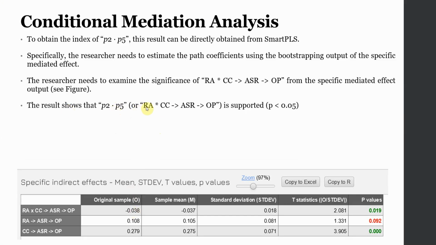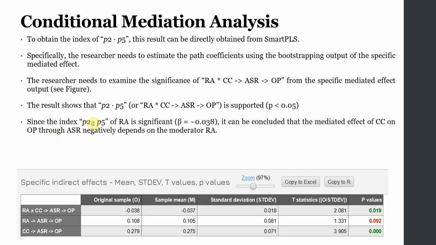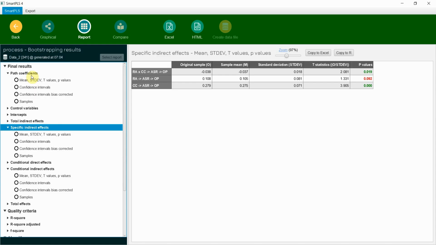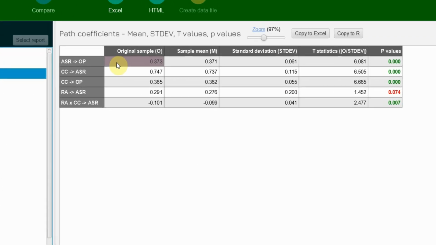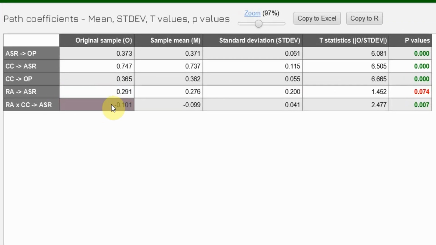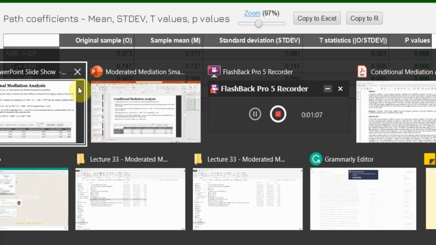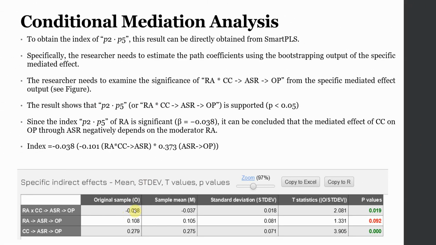What you need to do is simply look at this value. This is significant. Since the index P2 into P5 of RA is significant, this is significant. How did you get it? Multiply RA into CC, that is the interaction effect on the mediator. Where is it? Path coefficient, interaction effect into mediator, minus 0.101. From mediator to DV here. If you multiply both of these, you will get this value here.